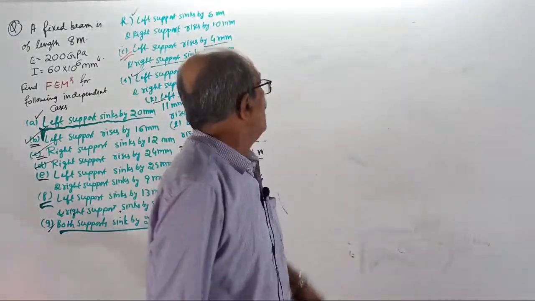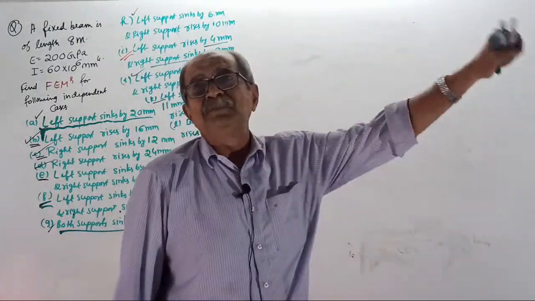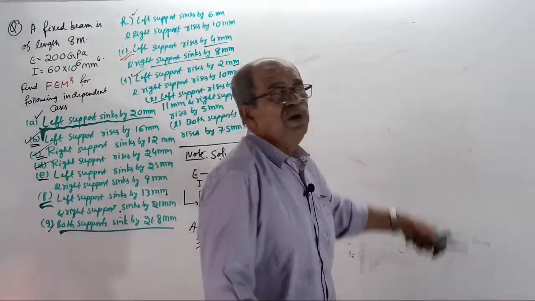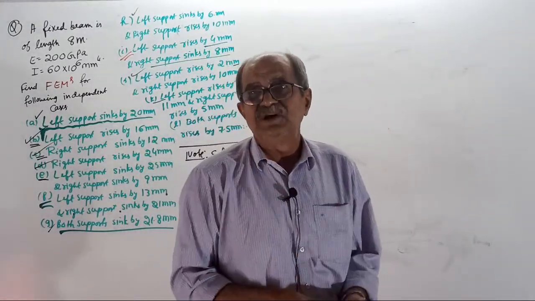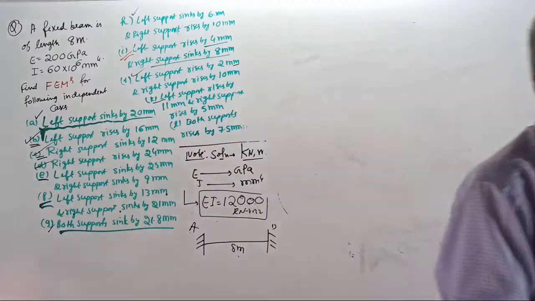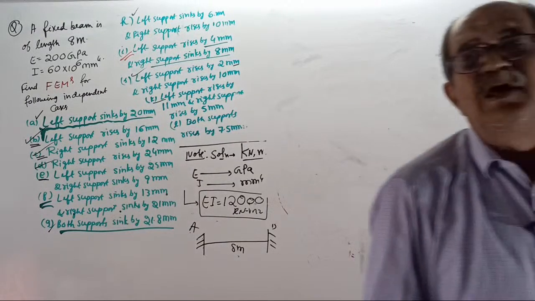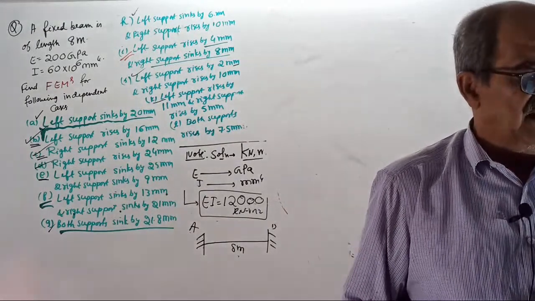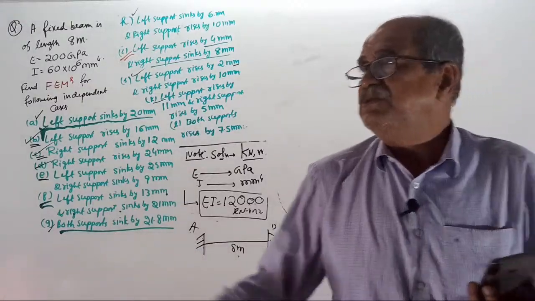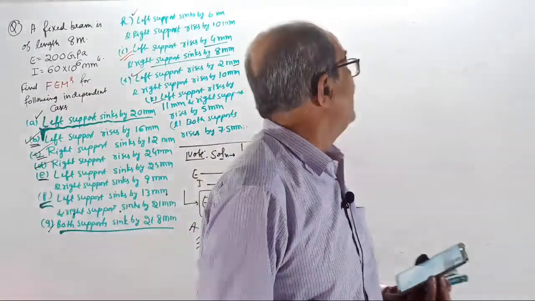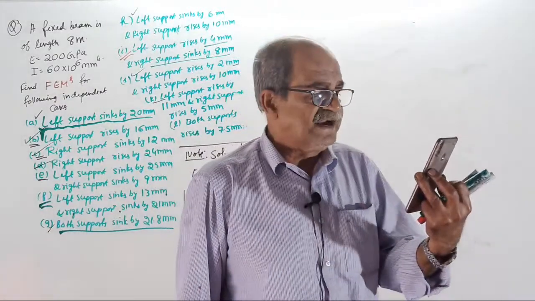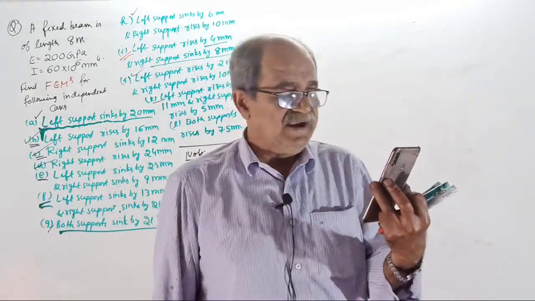Now I will tell you one more example. See, I told you sometimes one support sinks, sometimes both supports settle. Yes or no? Only one support settles, or both supports settle. I told it that way. See, we considered so many cases here. Sometimes only one support settles, sometimes both. Clear? Okay.